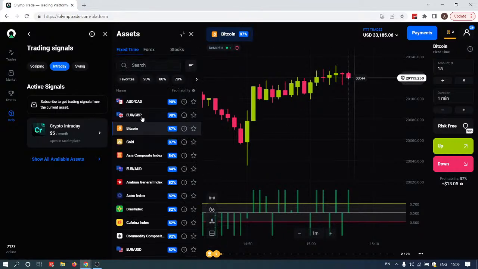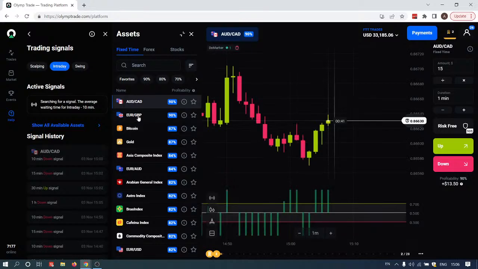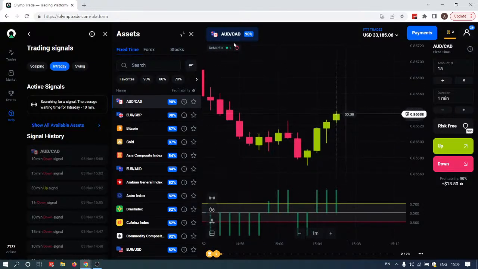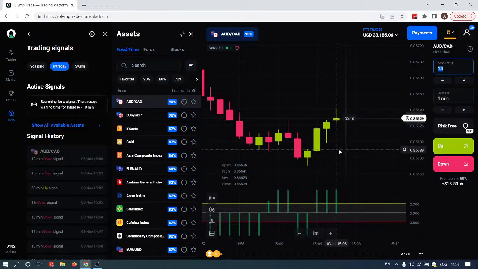Now, let's move to some asset, for example this one, the Australian dollar against the Canadian dollar. Before I open my first trade, I would like to explain to you how this all works. This strategy is a one-indicator strategy, right? In some strategies we have a combination of different indicators, but with this strategy we only have one indicator. So it's fairly simple. How do you read signals from this strategy?